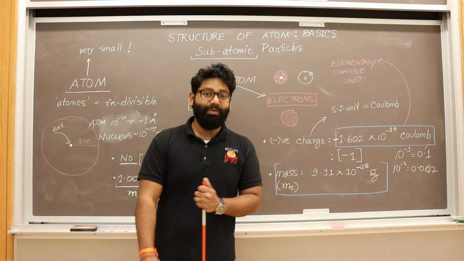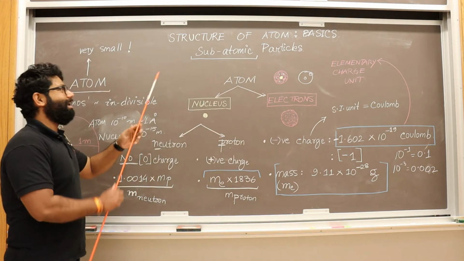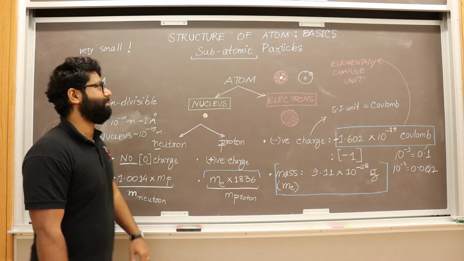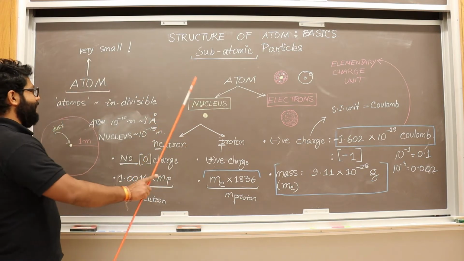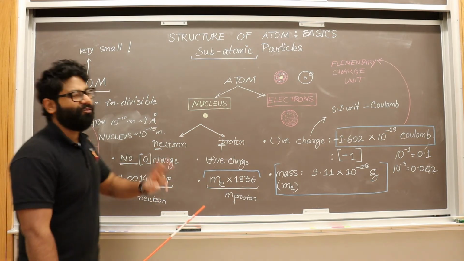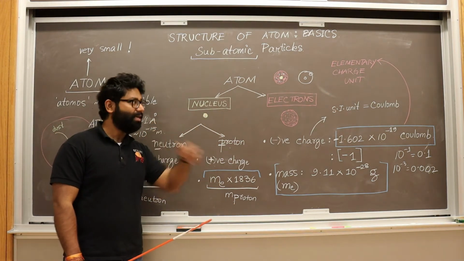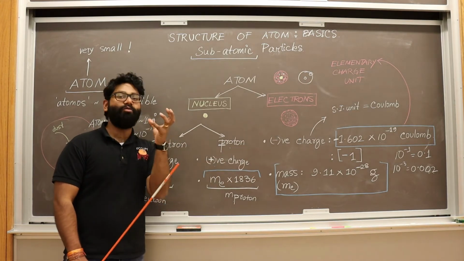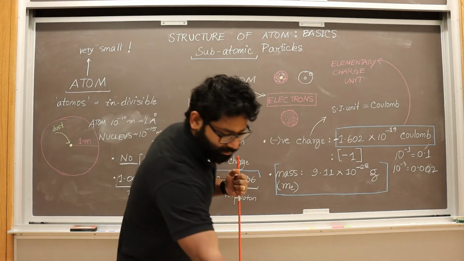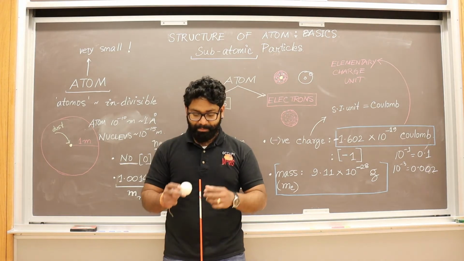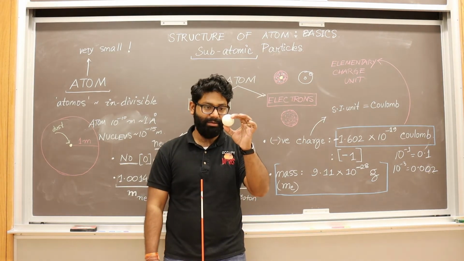But to his dismay, the atom is made up of different particles, which are called the subatomic particles, right? So what is the atom actually made up of? It's made up of primarily two things: the nucleus, which is at the center, and the electrons, which surround it as a cloud.